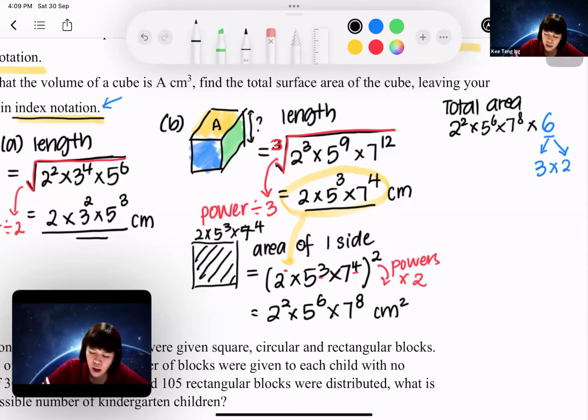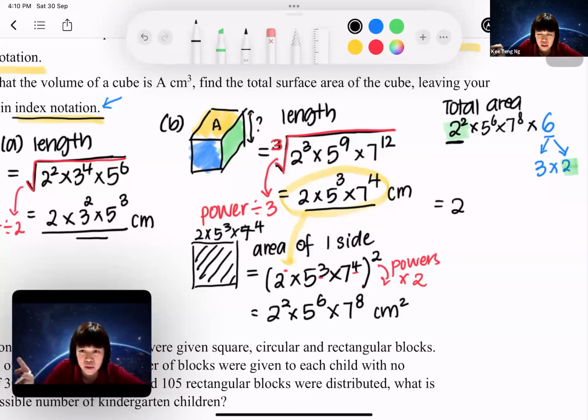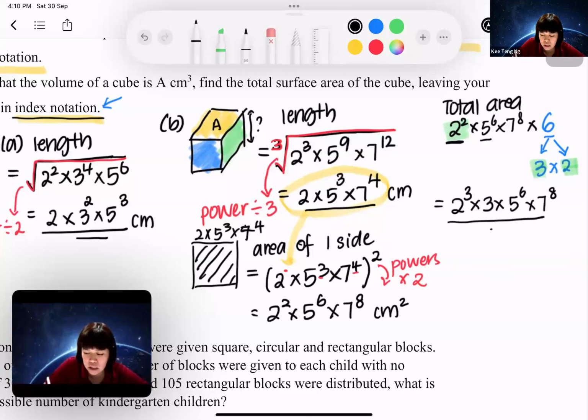My original one has 2 squared, and then there's another 2. So now in total, it becomes 2 to the power of how many? Originally 2 squared, then I got another 2 from the 6, so 2 to the power of 3. Then I have a factor 3 on its own, so still times 3. 5 to the power of 6, no more 5. 7 to the power of 8, no more 7. So we change the 6 into the factors 3 times 2, then we get the final answer in index form, cm squared.